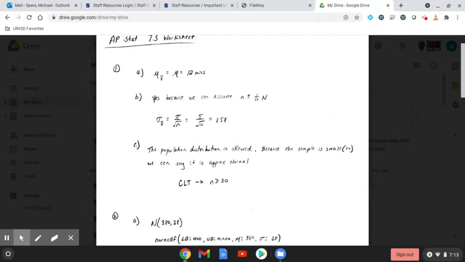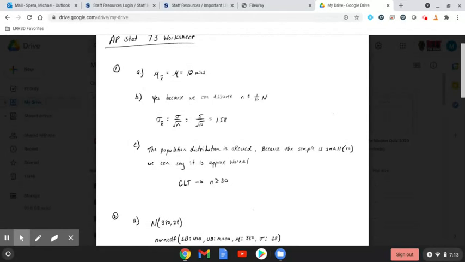So for the first question, all you had to do here was identify the mean and the standard deviation. But you'll notice in question B, it says, is it possible to calculate the standard deviation? If it isn't, explain why. So you want to make sure that you are addressing that question and not just finding 1.58. So I said, yeah, we can assume that our sample size here is less than 10% of the population. So we can go ahead and find our standard deviation.